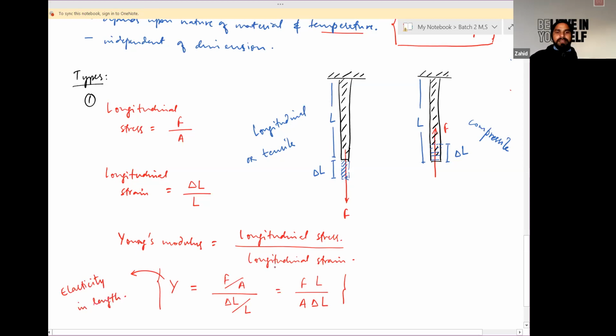And next, since strain is a unitless quantity, Young's modulus will have the same unit as stress. So the SI unit is Newton per meter square. And it will have all properties of modulus of elasticity, which I have defined above.